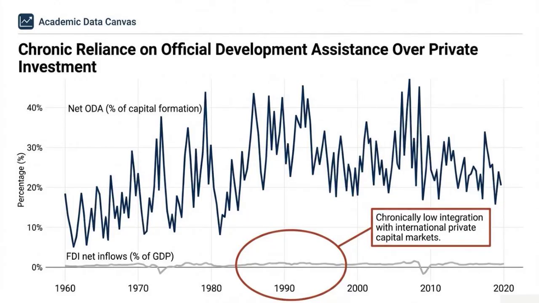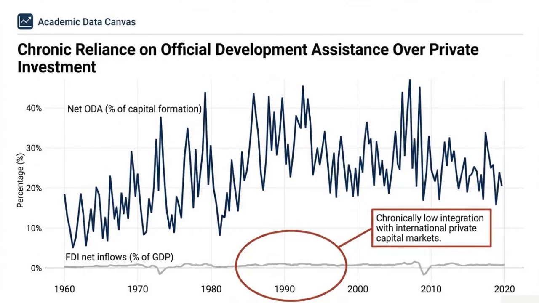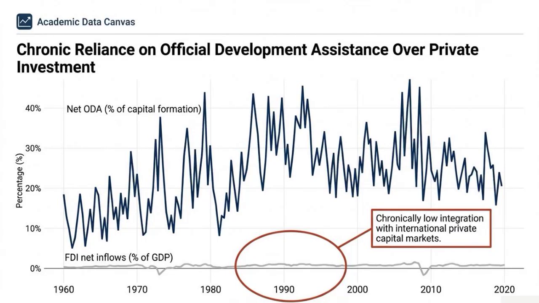Capital formation in Benin is highly, almost precariously, dependent on foreign aid. In certain years, net ODA has accounted for upwards of 40% of total capital formation. 40%. That means nearly half of the investment in the country's physical and social infrastructure was funded by international goodwill and public grants. That's the private sector. The private sector is largely absent.